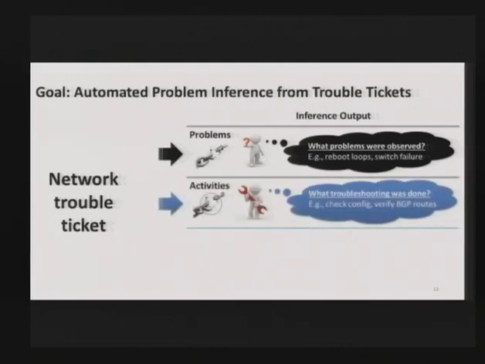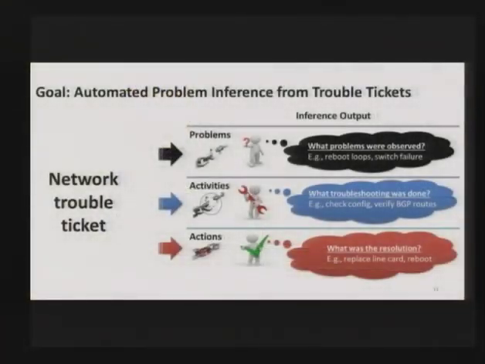The second one is, what activities were performed as part of debugging? Did the operator check for any configuration changes? Or did he verify the existence of valid routes in the routing table as part of fixing the problem? And third, what was the resolution applied? What was done to fix the problem? For instance, did they replace the network card, or did they just end up replacing the entire device? Therefore, given a ticket, we want to extract problems, activities, and actions.